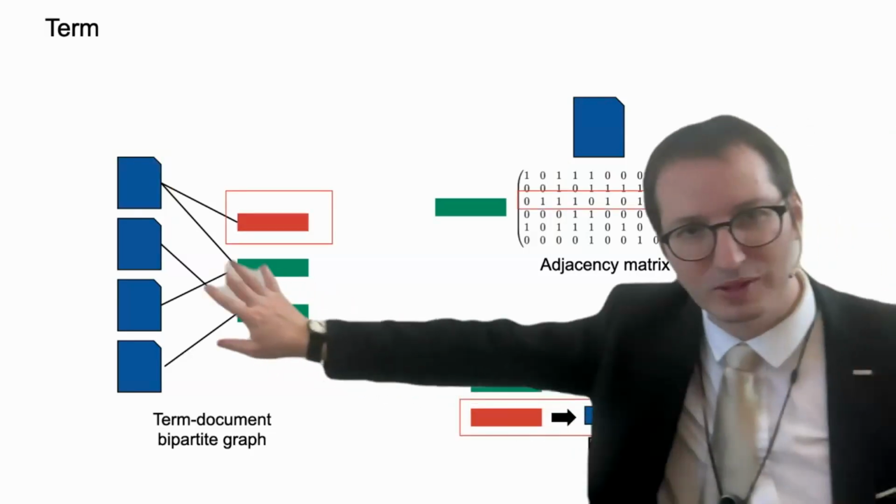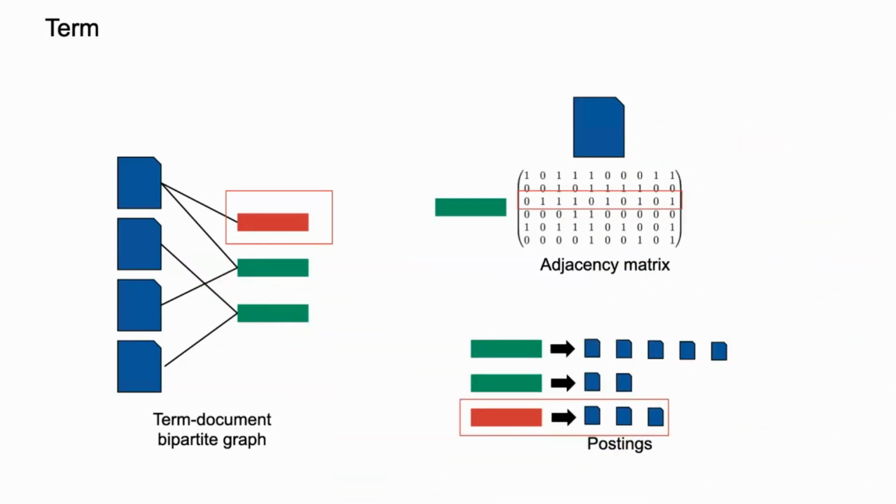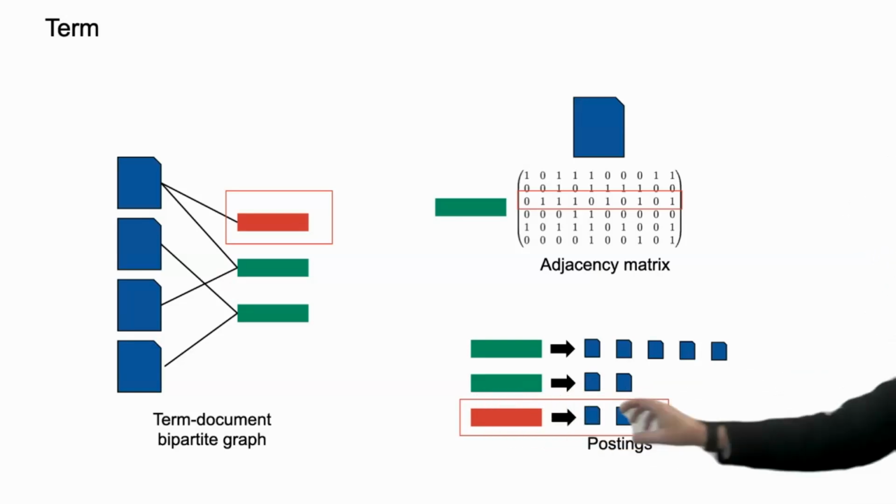Then we have the terms. So in the bipartite graphs, these are the ones on the right. In the adjacency matrix, these are the rows. And in the postings, this is a specific term and its postings list, right?